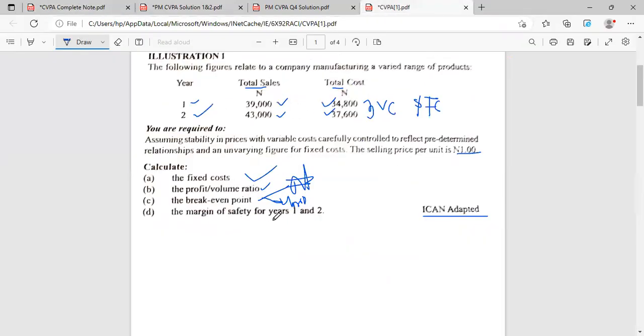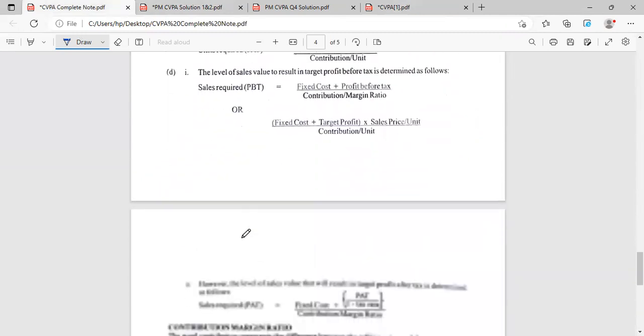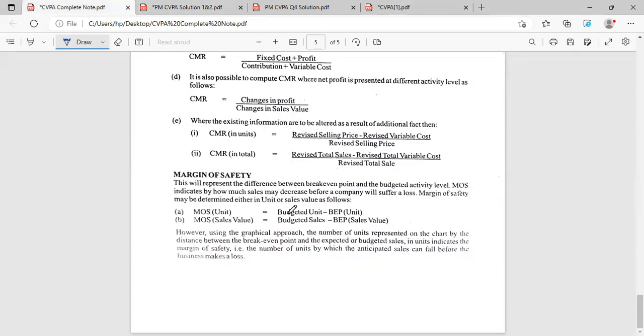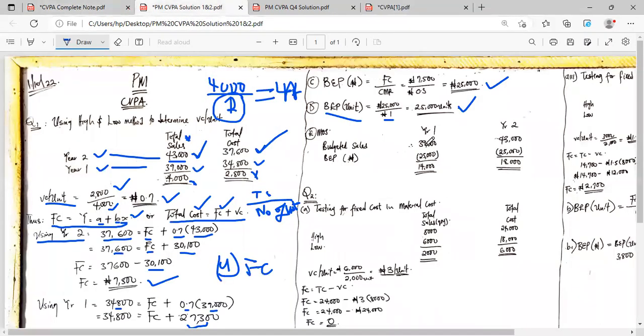So margin of safety for both year 1 and year 2. What did I say about the formula for margin of safety? Let me remind you here. Budgeted units minus BEP in units, if you're looking for margin of safety in units. For margin of safety in value, budgeted sales minus BEP in sales. It's as simple as that. What's our budgeted sales? It is in the question. For year 1, what is the sale that we want to make? 39,000. Why? Because 39,000 divided by 1 is still 39 thousand. Are you getting me?